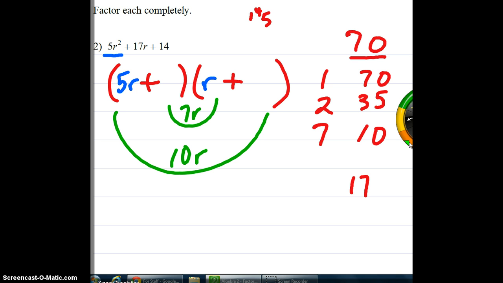But 5 times what will be a 10R? That'll be a plus 2. And R times what will be a 7R? That'll be a 7. Okay.